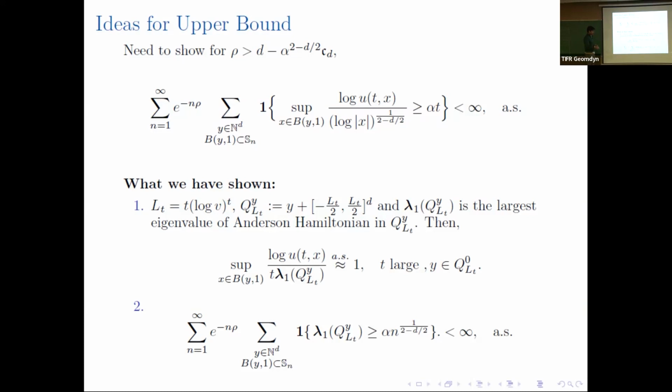This is rather easier than studying directly the solution of the parabolic Anderson model. So we are able to figure out this large deviation probability, plug that in here, and with a strong bound on this probability, one is able to show that this random sum would be finite almost surely.